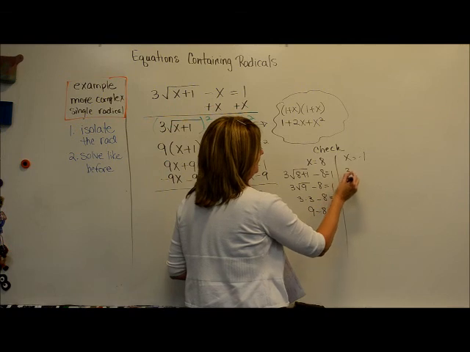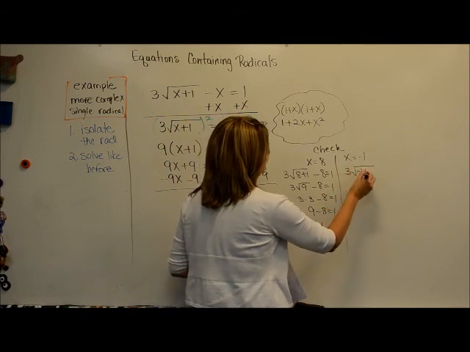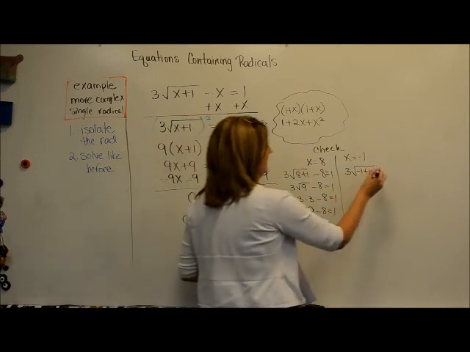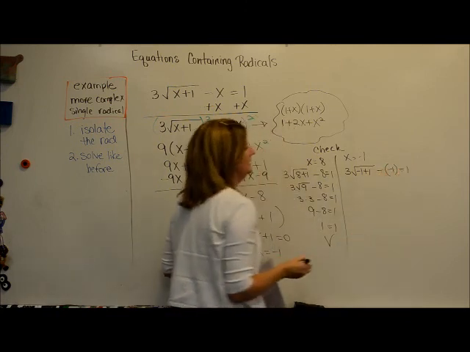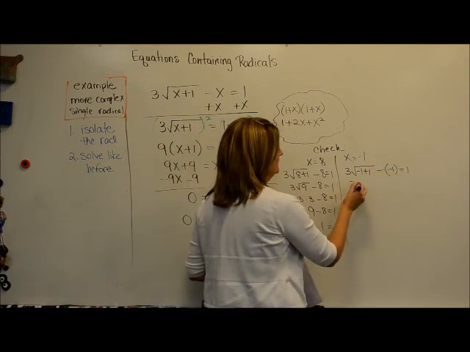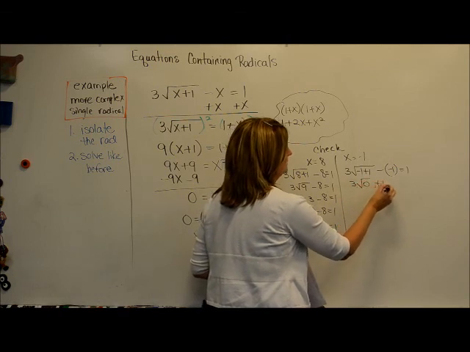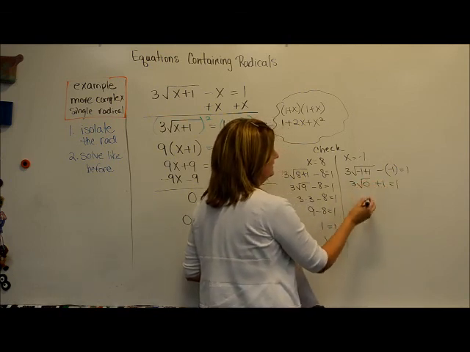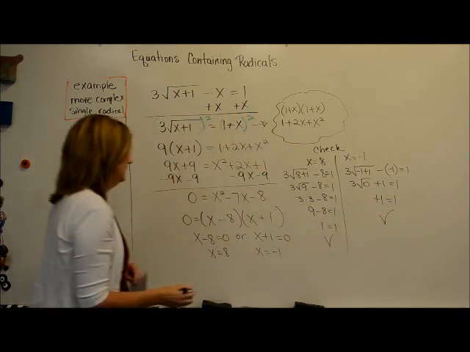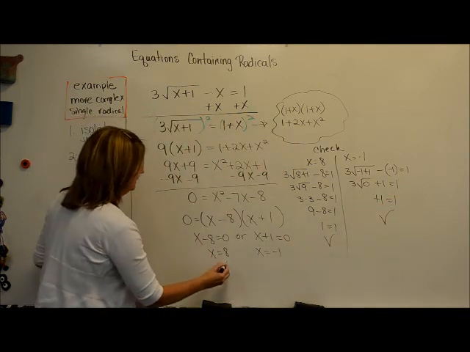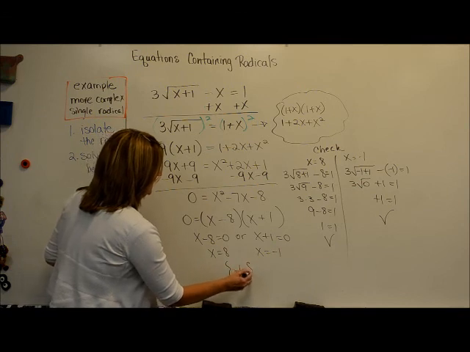Here I'm going to have 3 square root negative 1 plus 1 minus negative 1 equals 1. So I have 3 square root 0 plus 1 equals 1. This is going to go to 0, so I have plus 1 equals 1, and that checks out. So actually both of them this time work. So I have negative 1, 8.